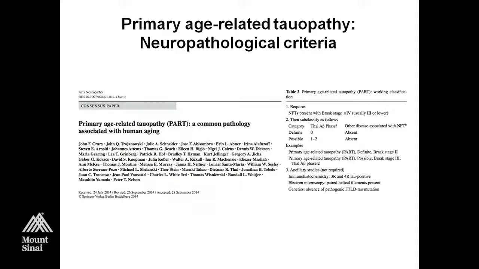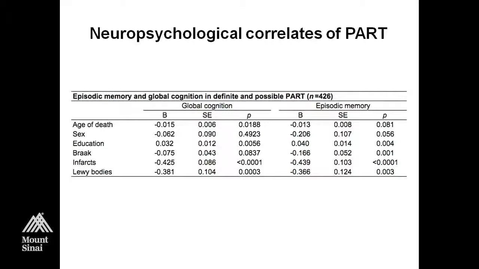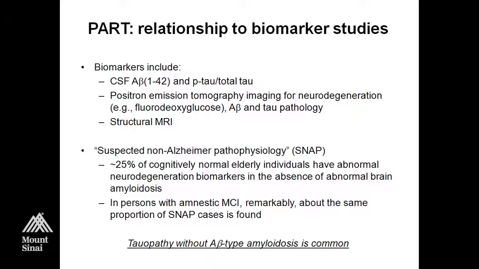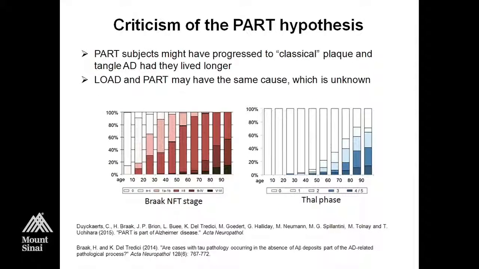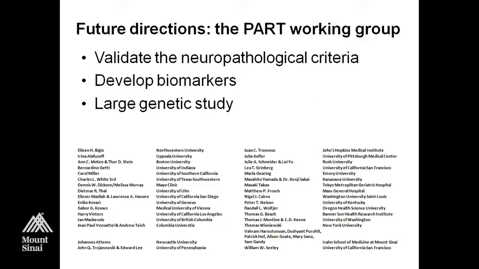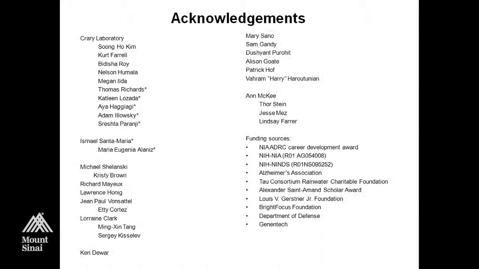So now we have new criteria, and you can find that if you go to the web. And when you use those criteria, it's associated with cognitive impairment, and it probably has some relevance for biomarkers because they're finding lots of people out there who have positive tau in the cerebrospinal fluid, but no amyloid. And in the future, we're going to be collecting large numbers of these cases and doing a large genetic study collaboratively with over 25 different centers.